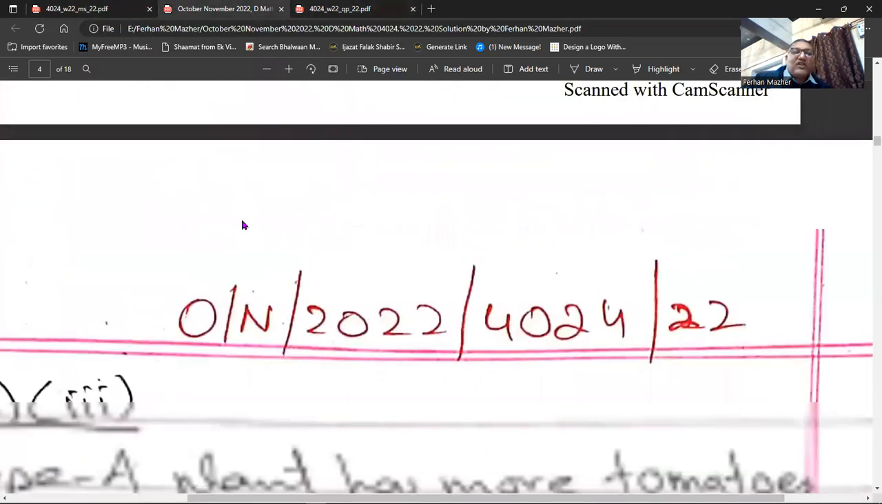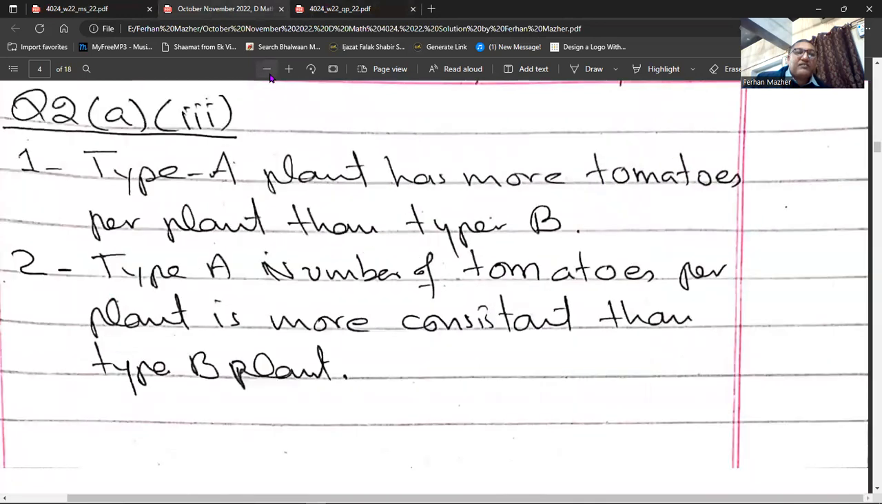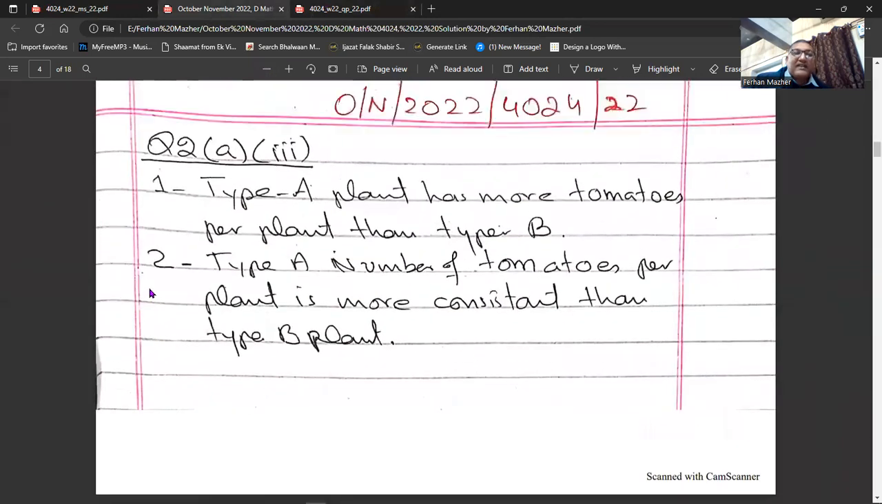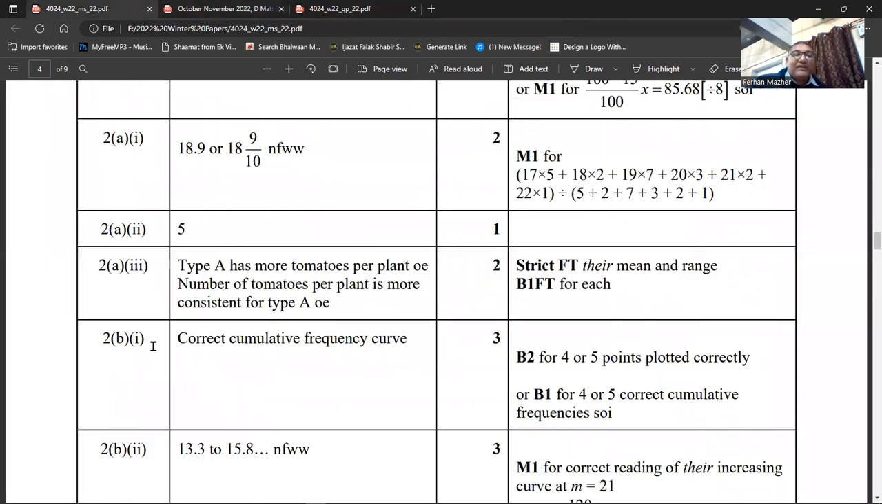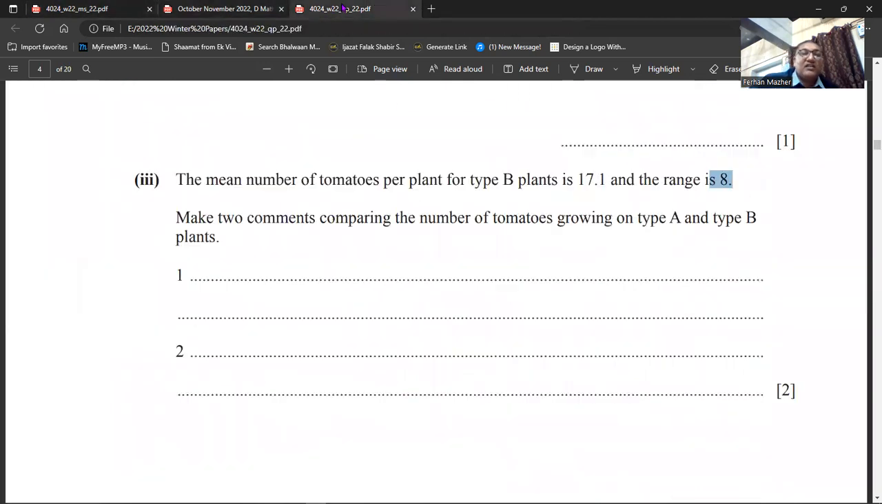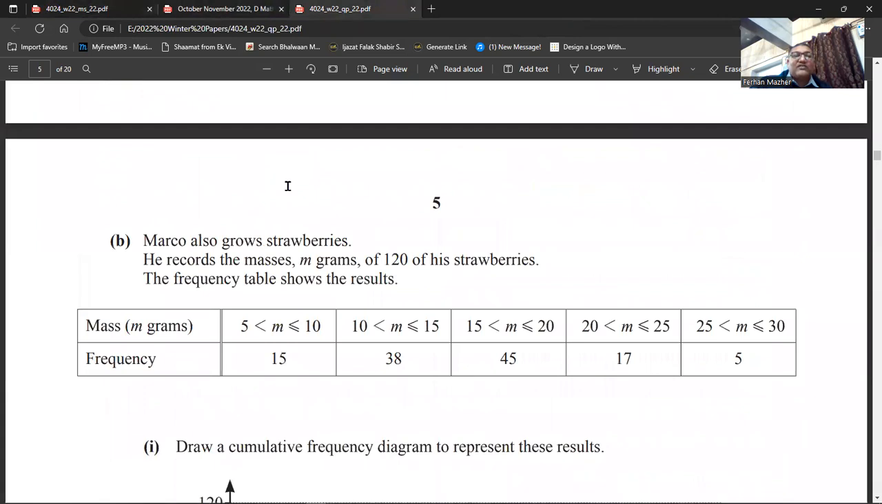So let me show you my comments and then we will check the answer from the book, from the marking scheme. So type A plant has more tomatoes per plant than the type B because the mean is more. Type A number of tomatoes per plant is more consistent than the type B plant. So that's the comment. Okay, so we are going to the next question.